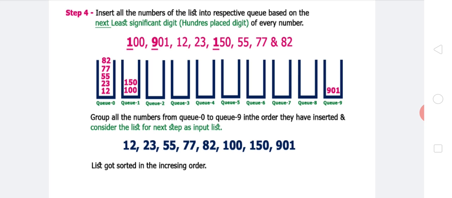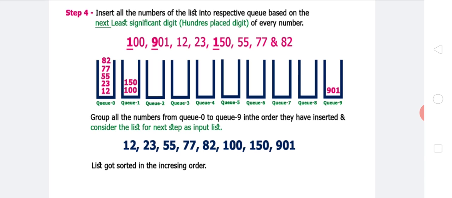So the hundreds place digit is 9, that's why 901 is placed in queue number 9. Now see in the figure at the last queue. The next element is 12. Before 12 the digit is 0, so 12 is placed in queue 0. Then we will place 23 in queue number 0, because the digit before 23 is also 0. So 23 is placed in queue number 0.